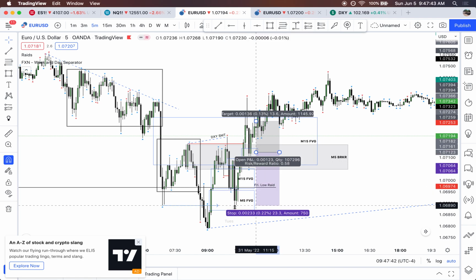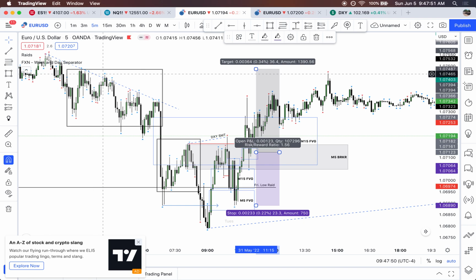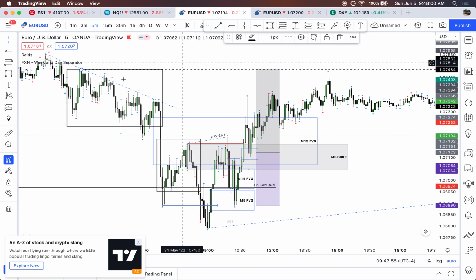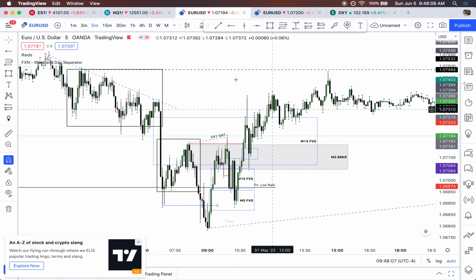Now, in terms of a setup I could have taken, it would be something like this, but the reason I don't like this is because I don't know what high to put it above. If you use that high up here, you wouldn't have gotten your fill on your take profit. So Tuesday I just stayed out.